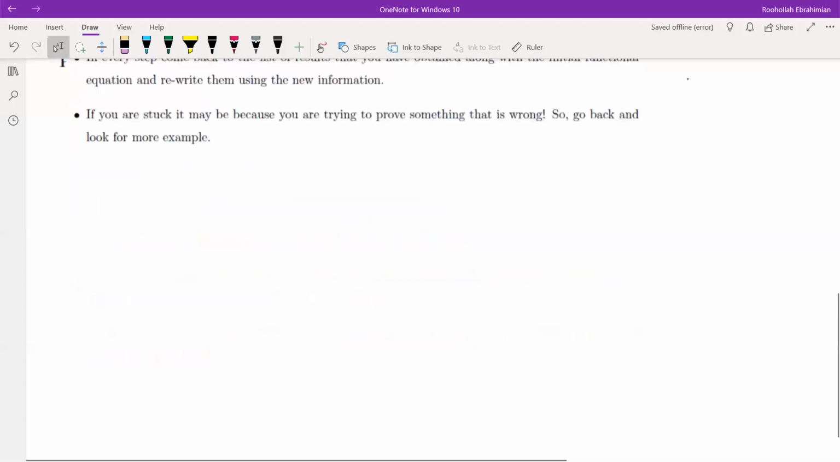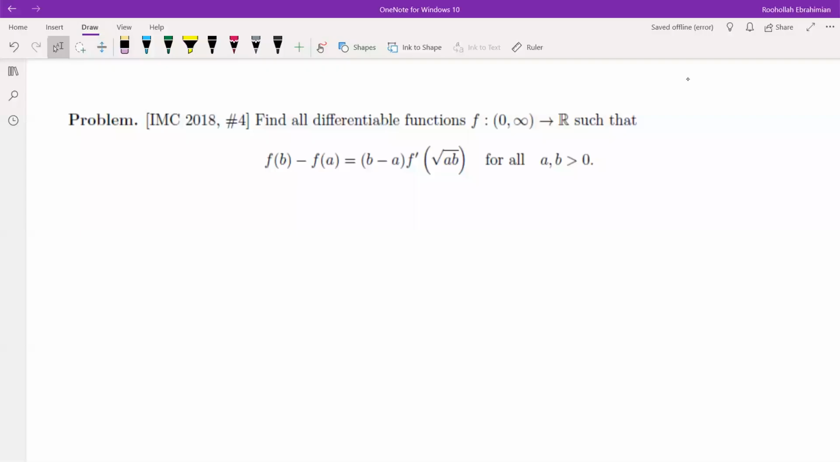So I want to take the time to solve a problem from IMC. This is problem number 4 from 2018 IMC, International Math Competition. It is clearly a functional equation, so we're trying to solve for f. We're trying to find all differentiable functions that satisfy a certain relation between f and, in this case, f and f prime.